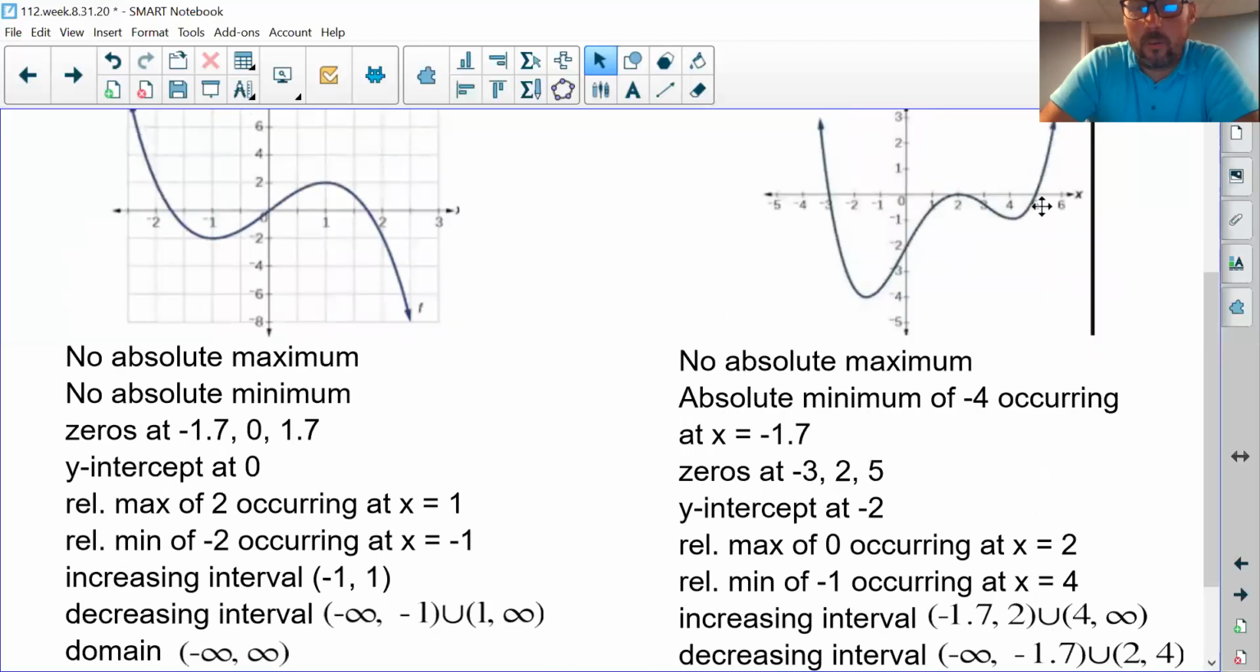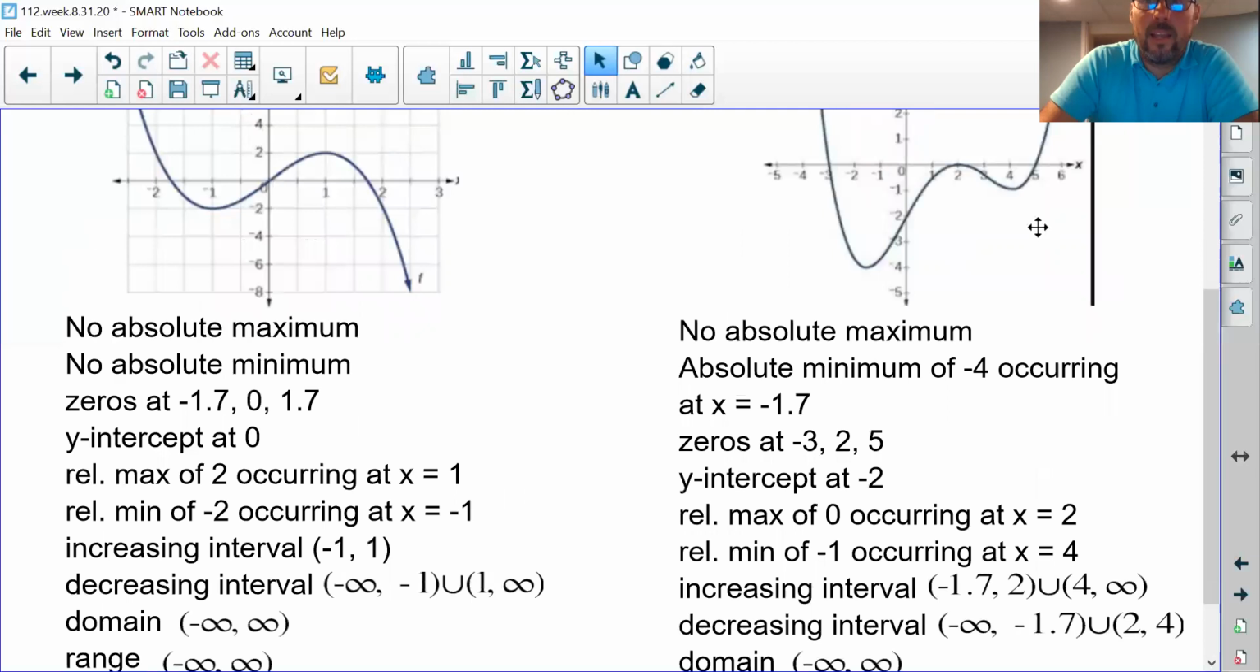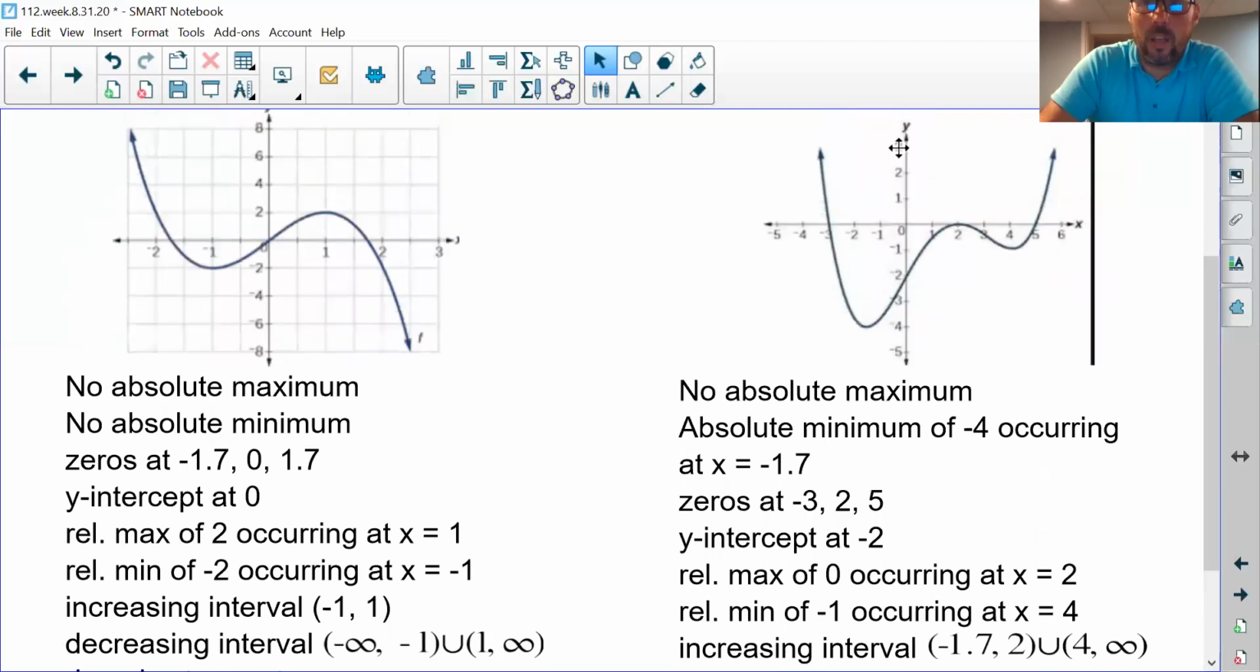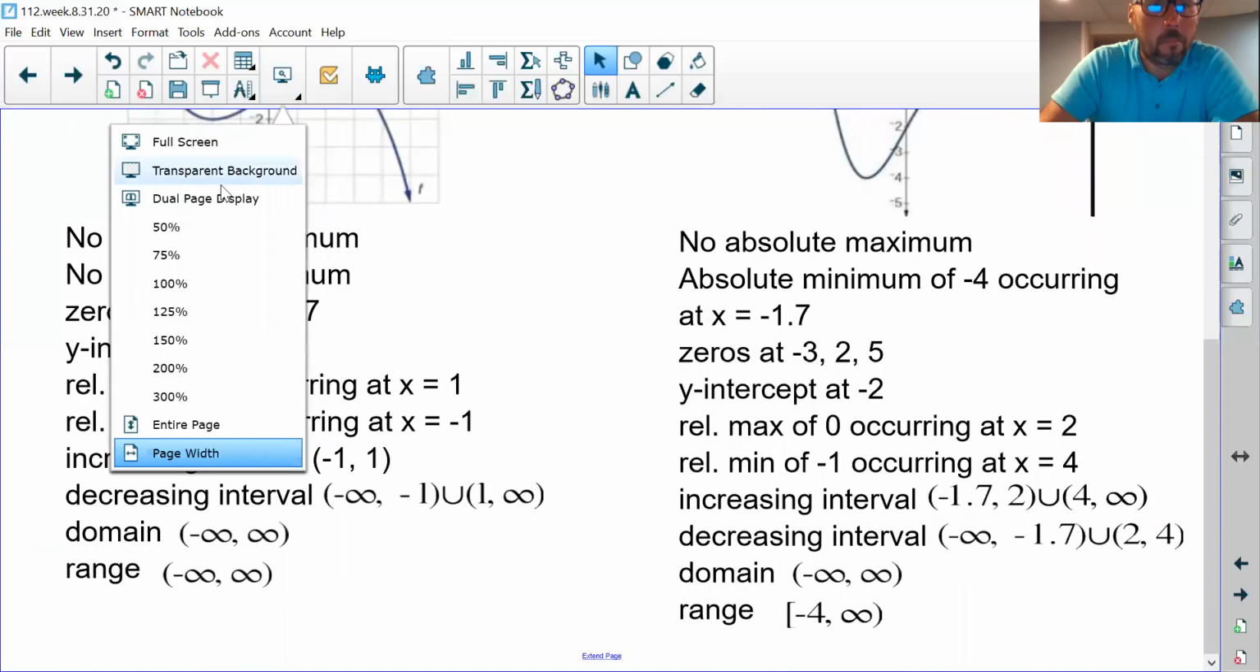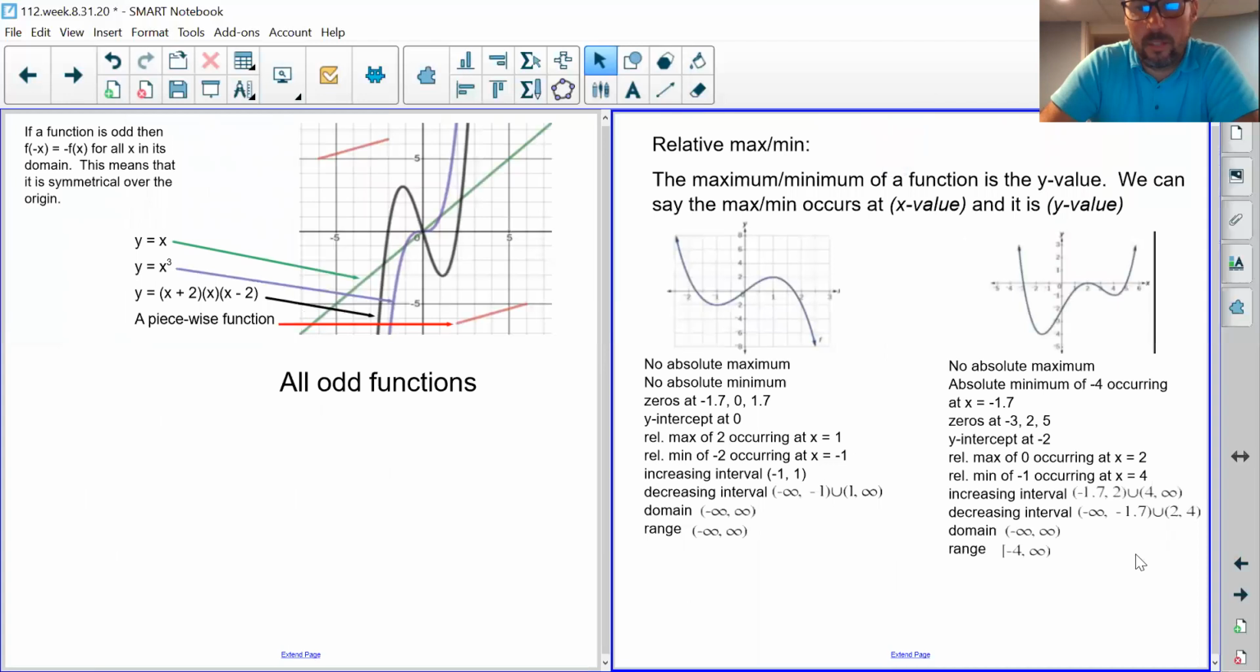The domain is all real. It goes to the left and right forever. The range, however, begins at negative 4. That's the lowest range value, and it goes up forever. So the range is from negative 4 to infinity. And here's how the graph will be displayed like this on the website, so it'll be easier to see and move around.